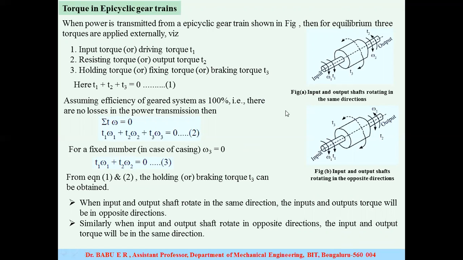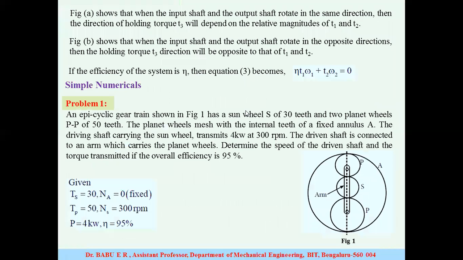So totally we have three torques: one is driving torque, one is driven torque, and one more is the holding or braking torque. For a fixed member, in case of casing, the holding torque becomes 0. So we'll deal with only the input and the output torques.